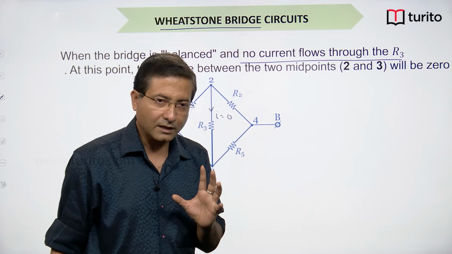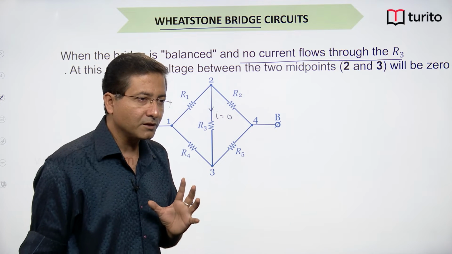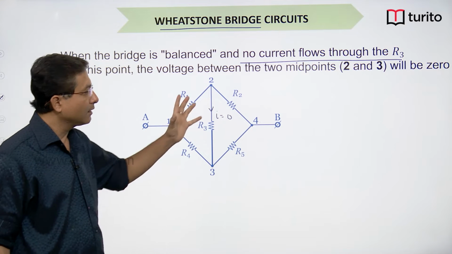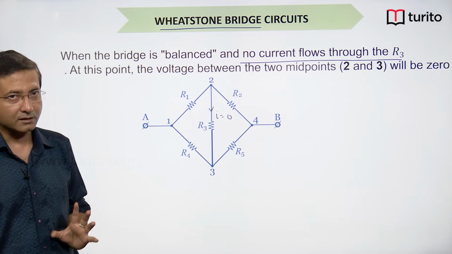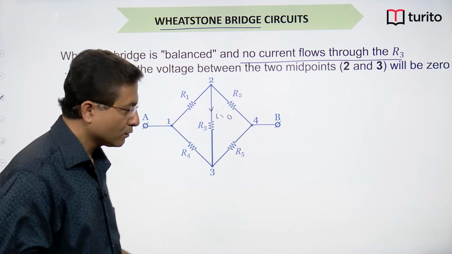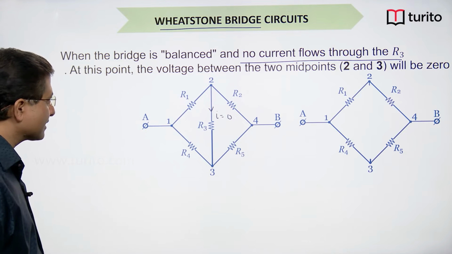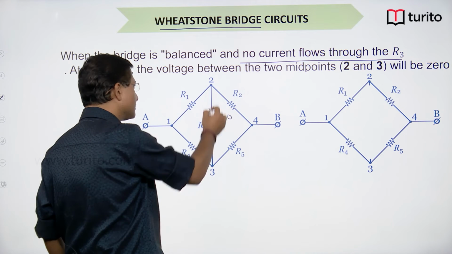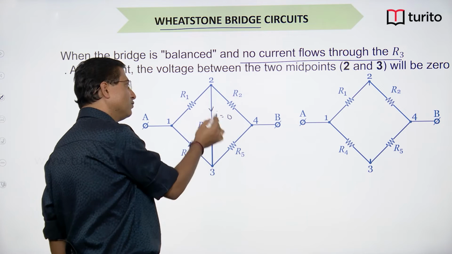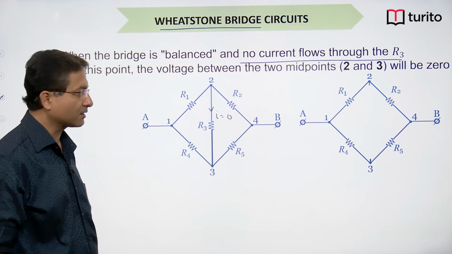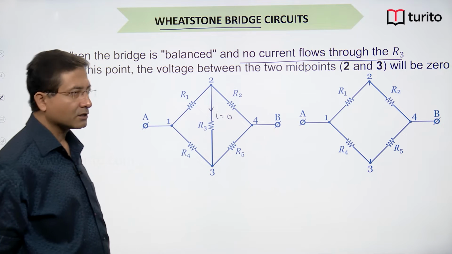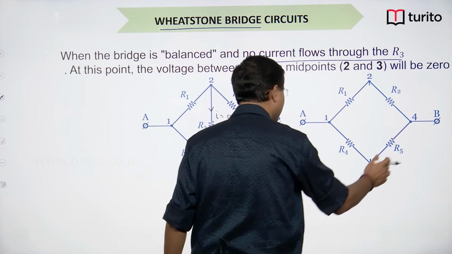Now I want to find out the condition for that. What should be the relation between R2, R1, R5, R4, so that there is no flow of current through this R3? So I can redraw the circuit. As there is no flow of current through this resistor, I can remove it because there is no use of this resistor in the circuit, no current is flowing. So the circuit will become something like this.